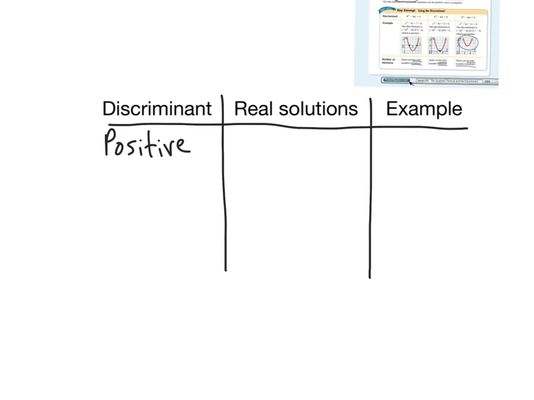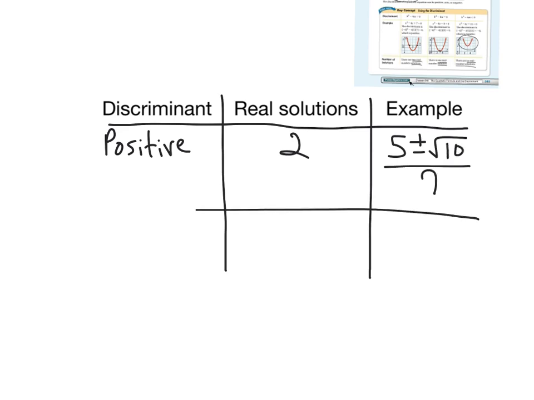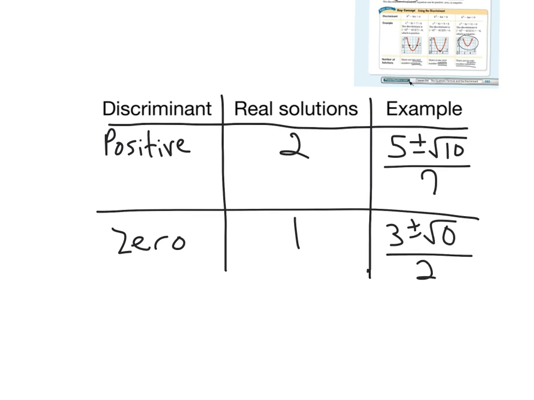If the discriminant is positive, it has 2 real solutions. An example of that, we could have 5 plus or minus the square root of 10 all over 7. If the discriminant is 0, we have 1 real solution. Example, 3 plus or minus the square root of 0 all over 2. Again, the square root of 0 is 0, so that basically falls out, and we just have one answer.